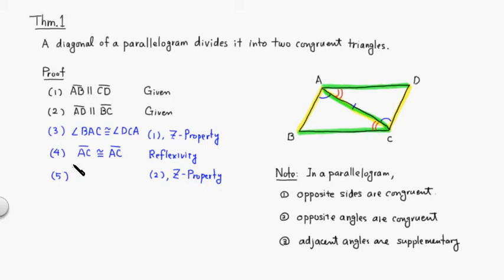So that would be angle ACB is congruent to angle CAD, right? Then 6, and this is all we need because we have an angle side angle. So we know that therefore triangle ABC is congruent to triangle CDA.